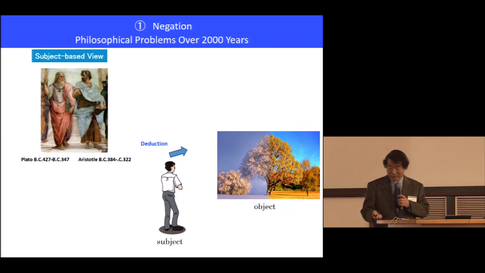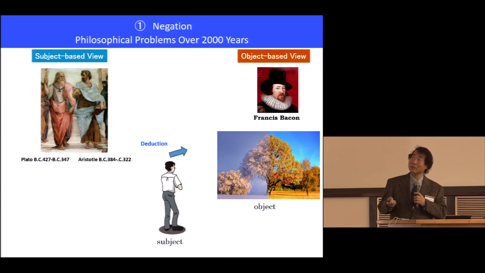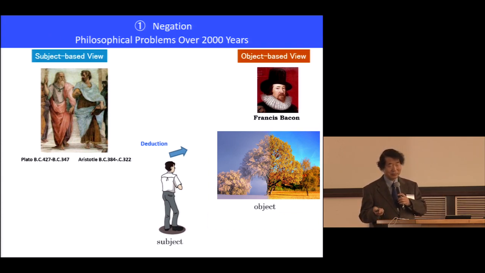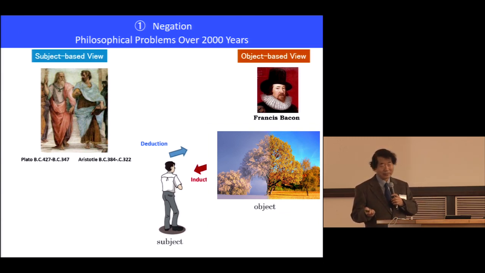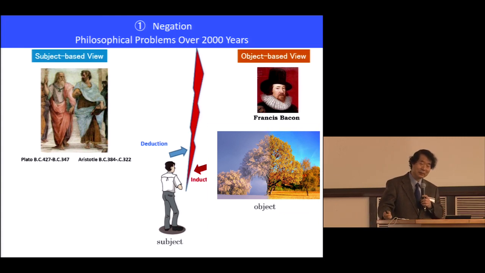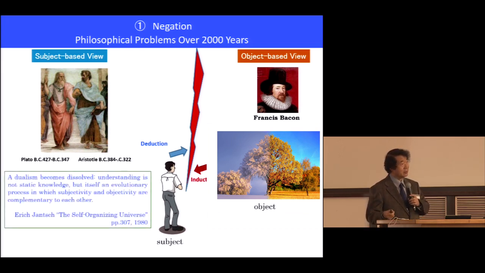This is one view. There is another view, mainly oriented by Francis Bacon. It is called the object-based view. He considered reality to exist in the outside world. Through induction, we can see something from the outside world. But there have been debates between the opposing views over 2,000 years. Of course, there is some possibility to integrate these opposing views.